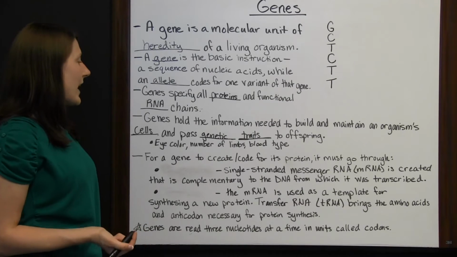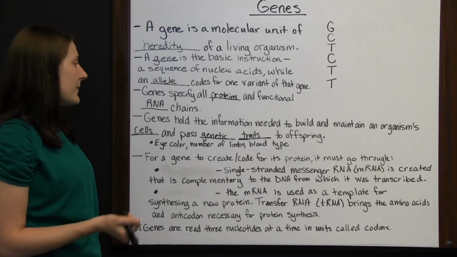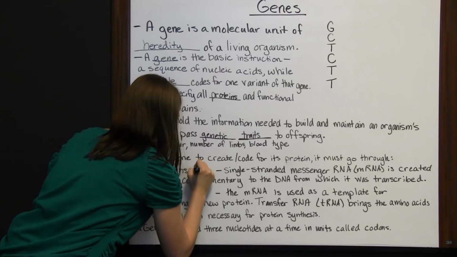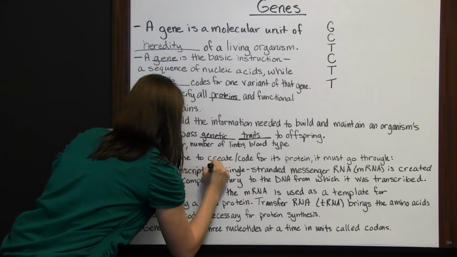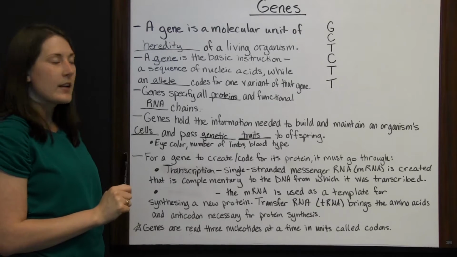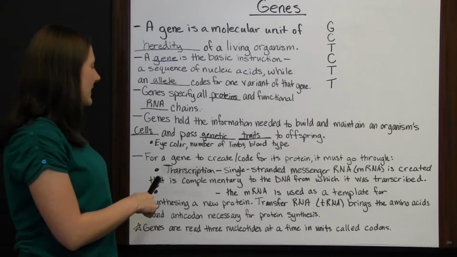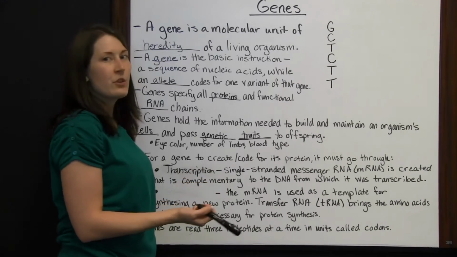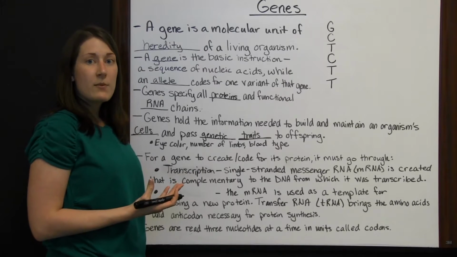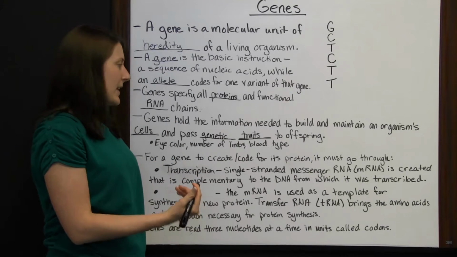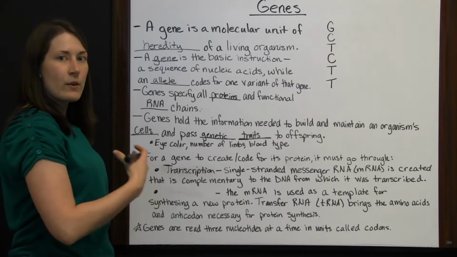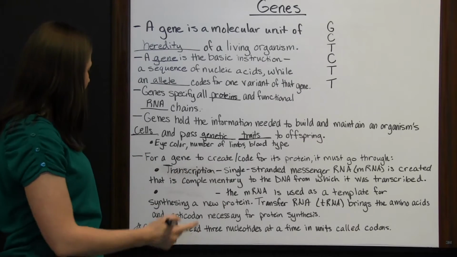Now, for a gene to create or code for its protein, it must go through transcription, and transcription is where single-stranded messenger RNA or mRNA is created that is complementary to the DNA from which it was transcribed. And we'll look at that over here in just a minute. But basically, you're starting with DNA and you're transcribing it into the messenger RNA. And then the messenger RNA is going to bring the message elsewhere in the cell.